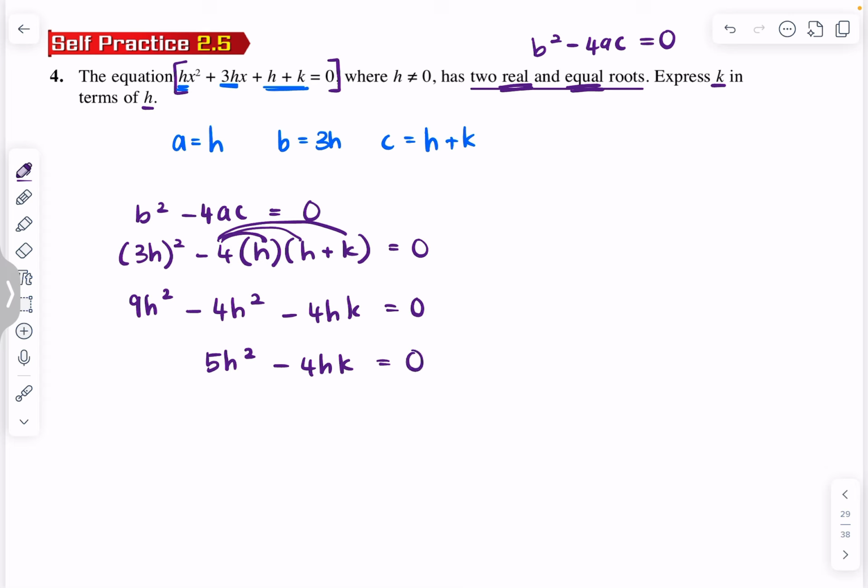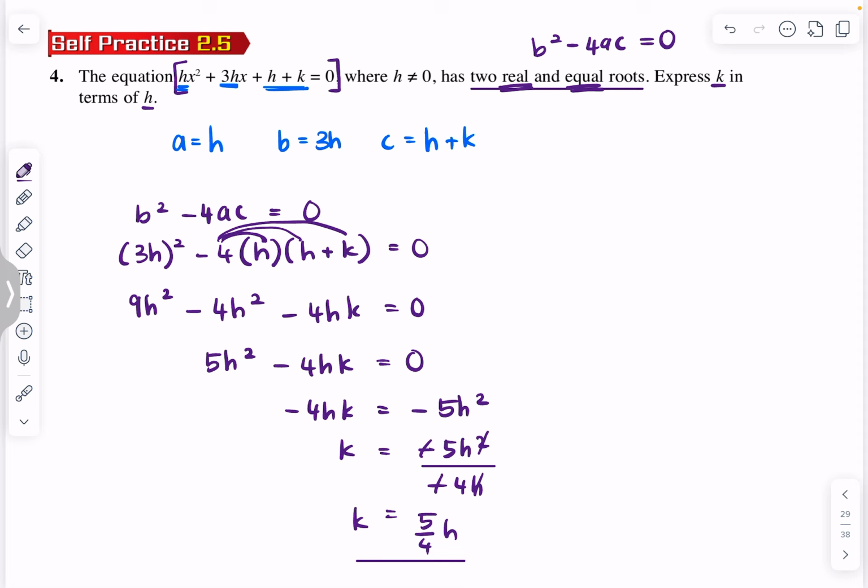equals to k. So from here we need to make k the subject. So we bring 5h square over that side. And then we divide the negative 4h, we bring it here, it becomes divide. So minus 5h square over negative 4h, negative negative can cut, h square and h can cut. So we are left with 5 over 4h. This will be our k. That's it.